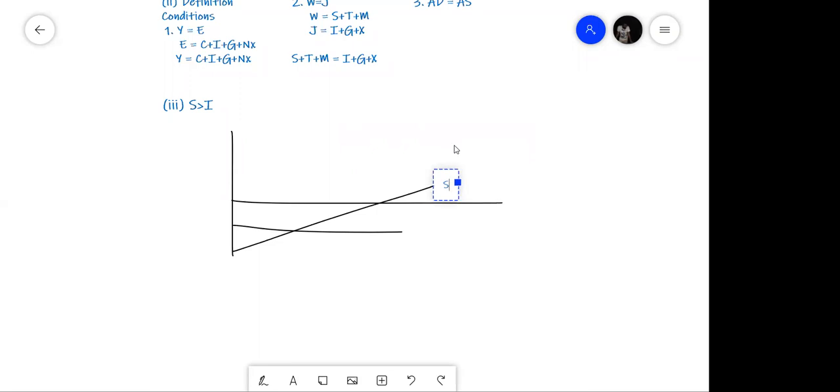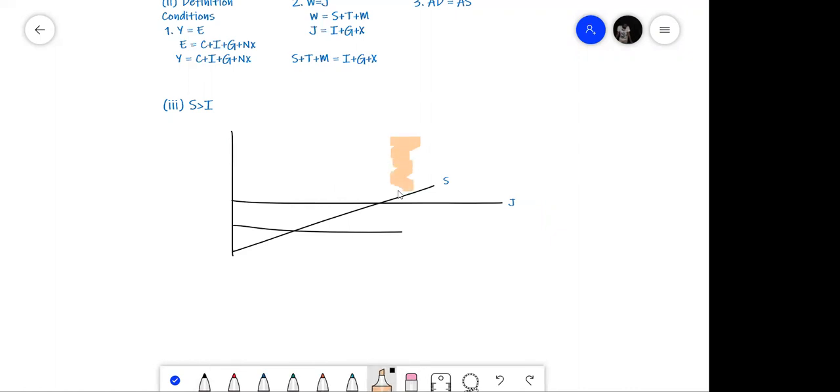So this is your withdrawals, your savings curve, and this is your injections, your J curve. So when your withdrawals are greater, which point of the diagram are you in? You're in this side of the diagram, where your savings are greater than injections. So in this situation, for you to reach equilibrium, what needs to be done?